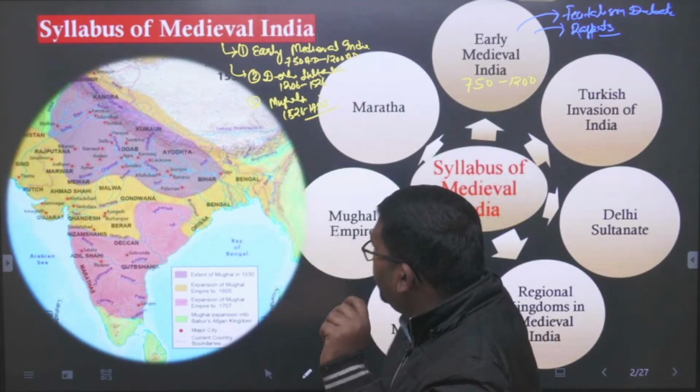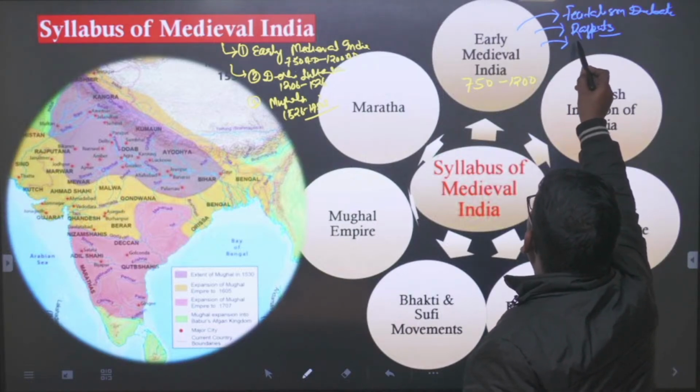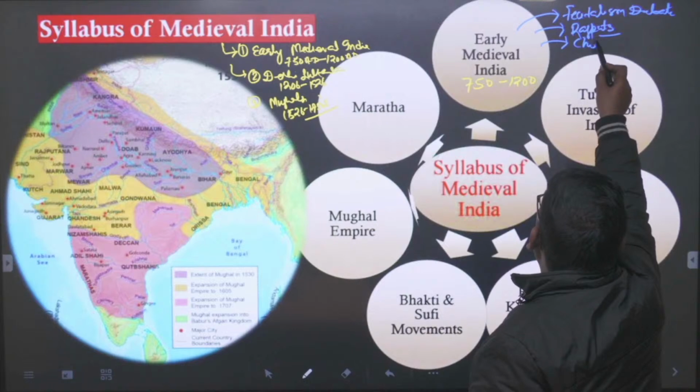The third important theme that is generally discussed in the early medieval period is the Chola, that is, the Chola Empire.